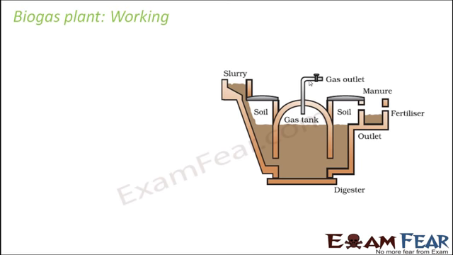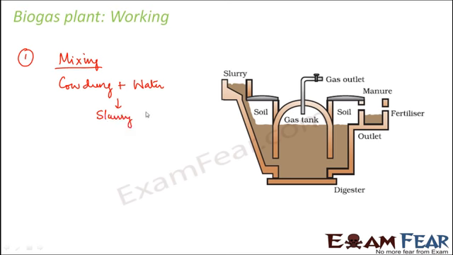Let us quickly look at the working of the biogas plant. As I mentioned before, the first step that happens is the mixing. Mixing is the first step, and what gets mixed? Cow dung gets mixed with water, and cow dung plus water forms slurry, and this happens in the mixing tank. So this entire process of mixing takes place in the mixing tank. This is the first step.